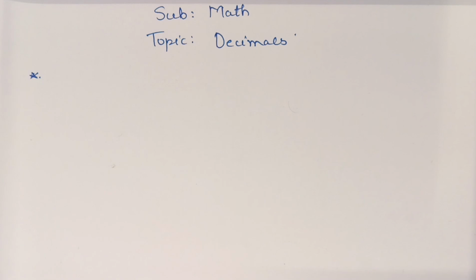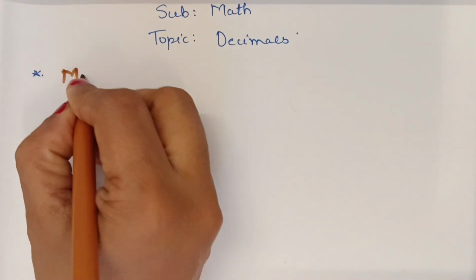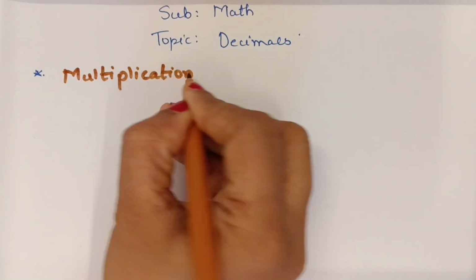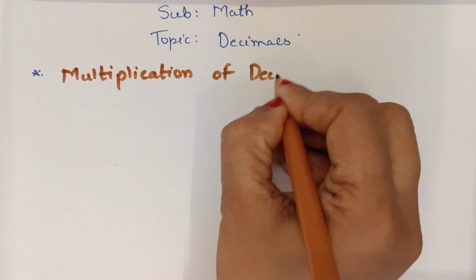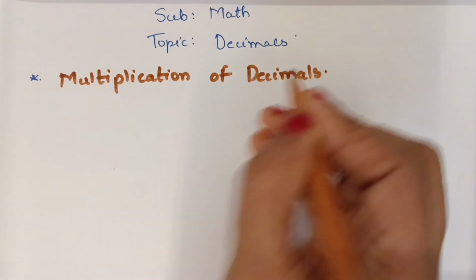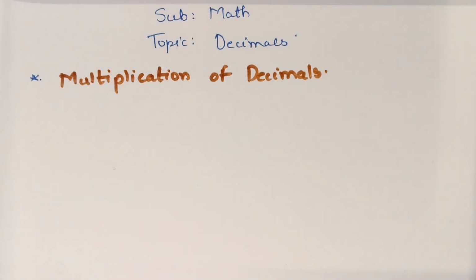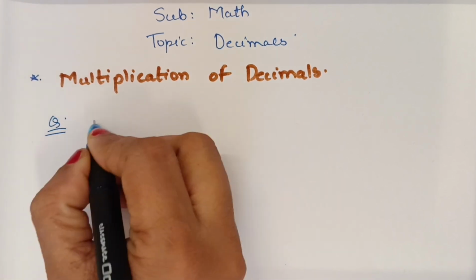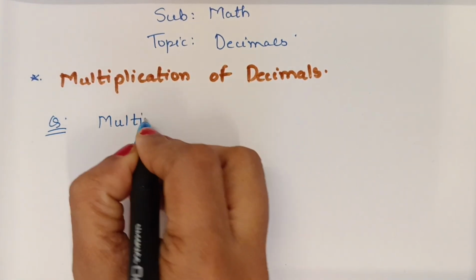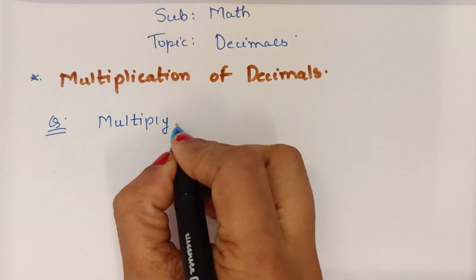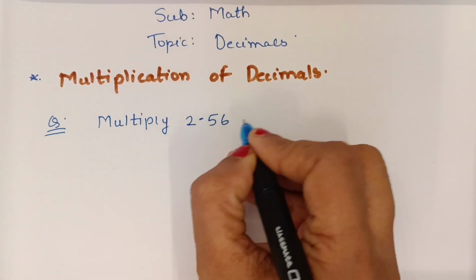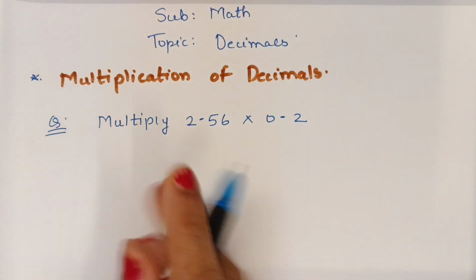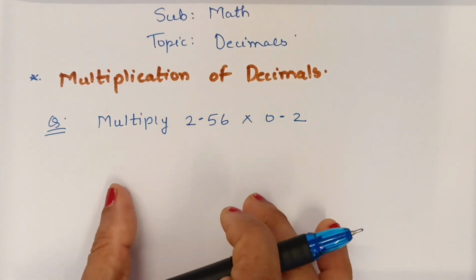Today we are going to see an interesting topic which is called multiplication of decimals. How to multiply the two decimal numbers. Let's see one example. The question says multiply 2.56 into 0.2. Okay, now first learn the steps properly.